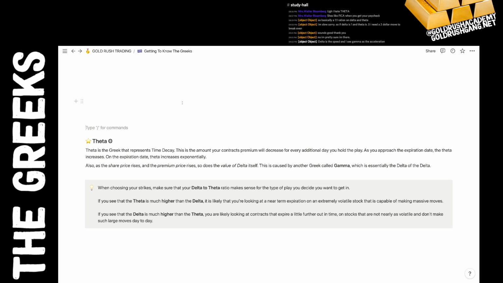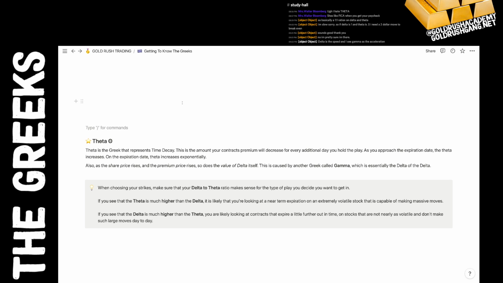During the session, you need something that makes, and typically those are very volatile stocks that make big, large moves. You'll find that the theta is higher than the delta. I had to double check before doing this session to make sure that still holds true, and yeah, it still holds true. The theta is much higher than the delta on volatile stocks, on stocks that are capable of making big moves.